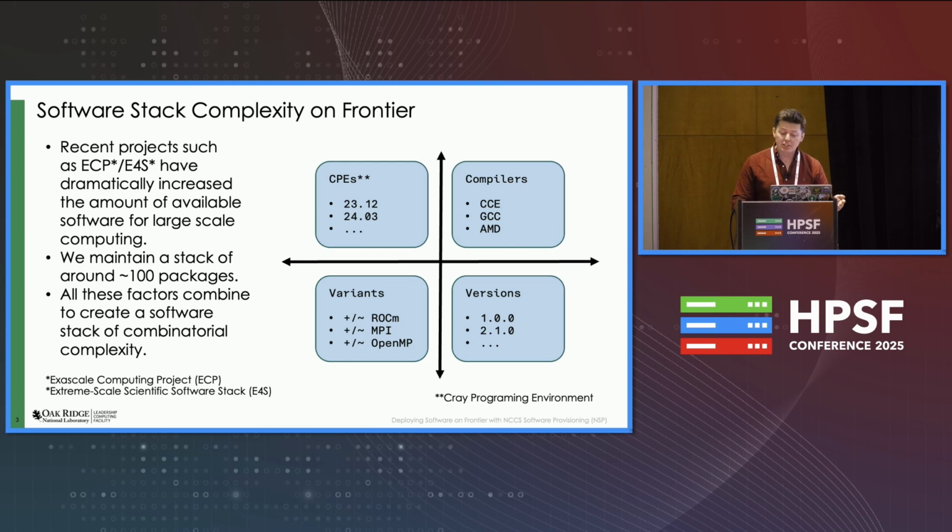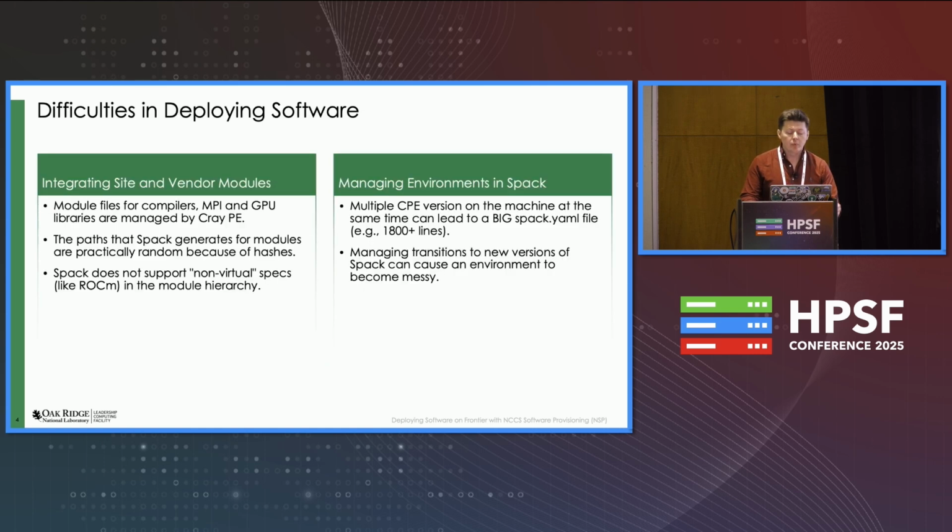And then each application also has to be compiled for the 3 compilers they support: CCE, AMD, and GCC. Then we have to compile them with or without GPU support, with MPI or not, with OpenMP or not. So as you can imagine, this is growing very quickly into a massive issue. Before NSP, we were having a lot of issues integrating the vendor-provided software with our software modules.